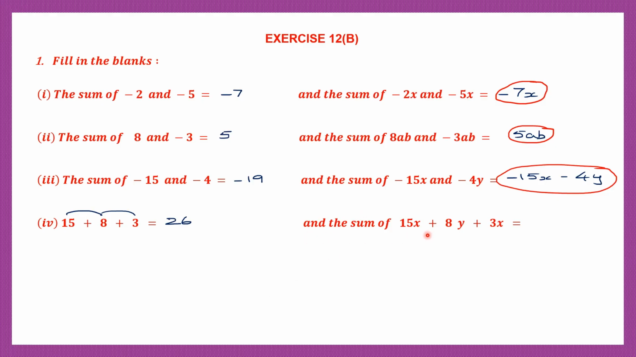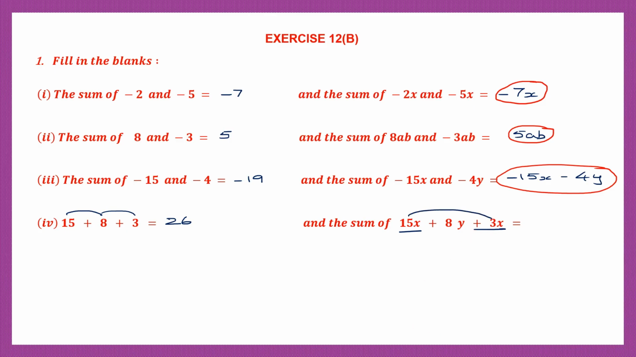And the sum of 15x plus 8y plus 3x. Now here look out for the like terms. Now here we have two like terms, 15x plus 3x. Now those two we can add. We cannot add it to 8y because 8y is not the same as 3x and 15x. It's an unlike term because it has the literal y, whereas these two numbers have the literal x. So let's add up 15x and 3x.